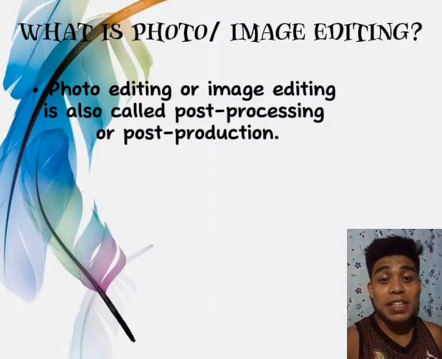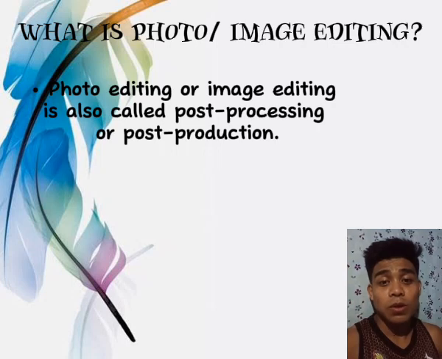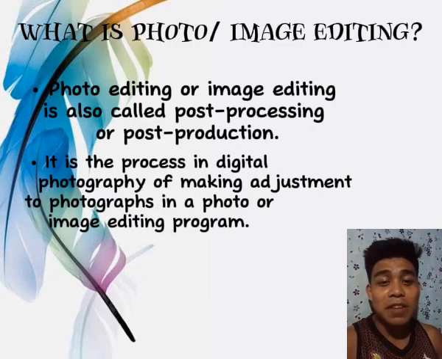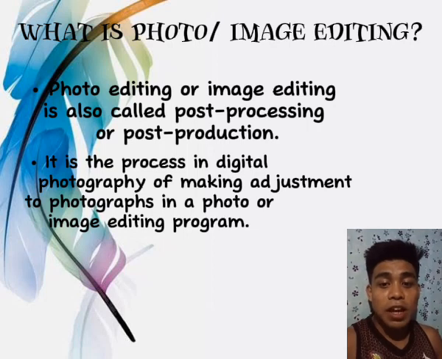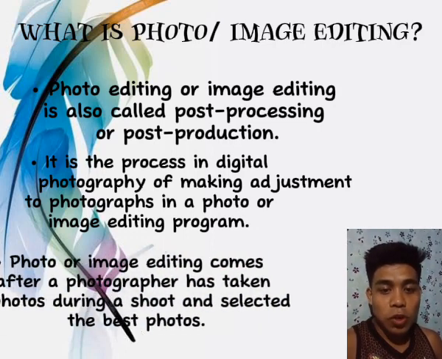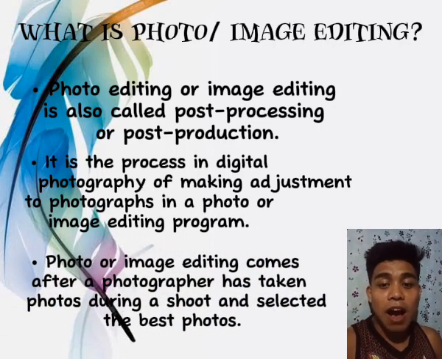Photo editing or image editing is also called post-processing or post-production because it's done after a photo or image was taken. Image editing is the process in digital photography of making adjustments to a photograph in a photo or image editing program. It's the digital photography version of the darkroom, where photos can be tweaked after a photography shoot. Photo or image editing comes after a photographer has taken photos during a shoot and selected the best photos.